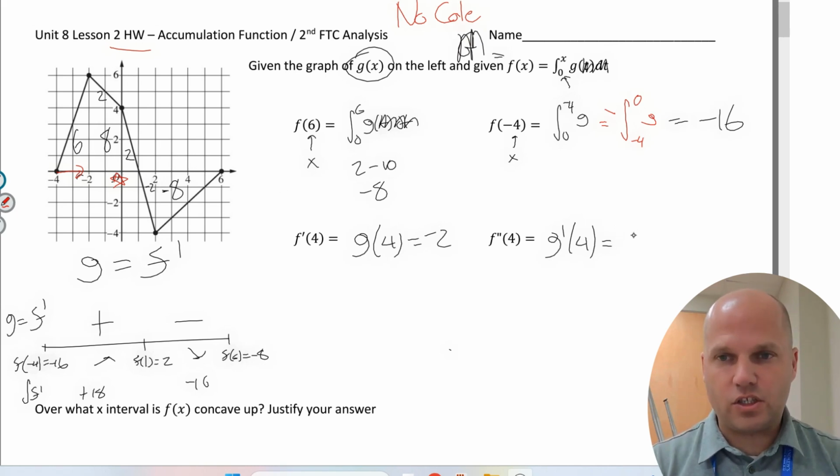G prime of 4 is the slope of G at 4. And the slope of G at 4 is 1.